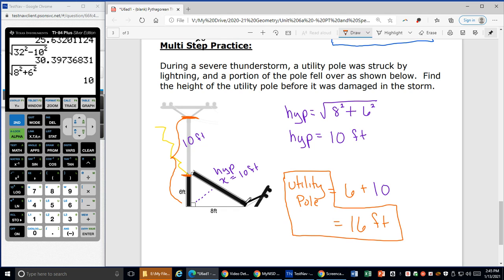Okay, hopefully that helps you with those two little shortcuts of rewriting that formula. You just have to remember when you need to add and when you subtract, and always put your bigger number in first.